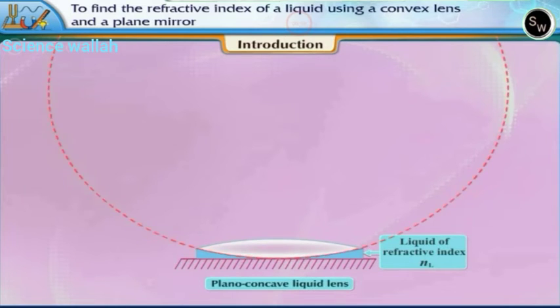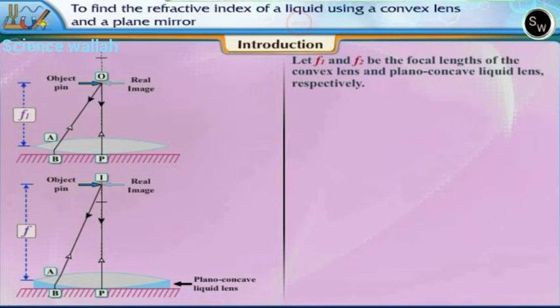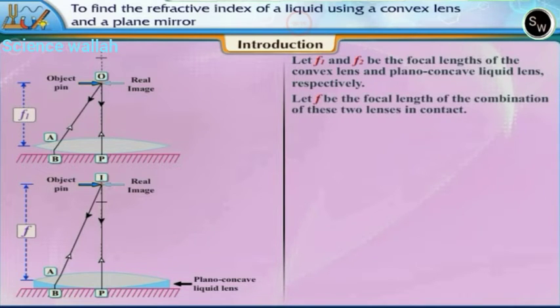One radius of curvature of the liquid lens is R, the same as that of the lower surface of the convex lens, while the other radius of curvature is infinite. Let f1 and f2 be the focal lengths of the convex lens and plano-concave liquid lens respectively. Let f be the focal length of the combination of these two lenses in contact.